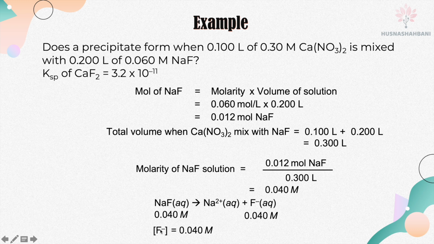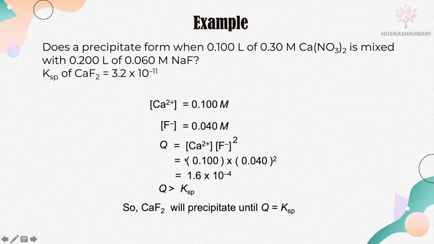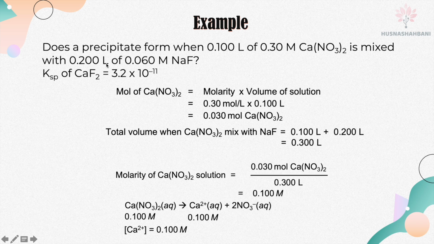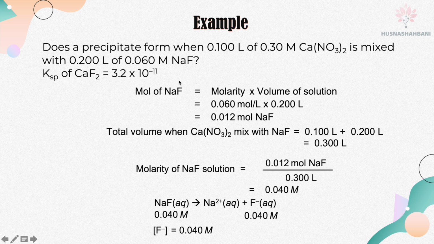Now we already have the molarity of F-, 0.04 molar, and we can calculate QSP. QSP is Ca2+ times F- squared. Substituting the concentrations we got, we get a QSP value of 1.6 times 10 to the power of negative 4. Our KSP is 3.2 times 10 to the power of negative 11.